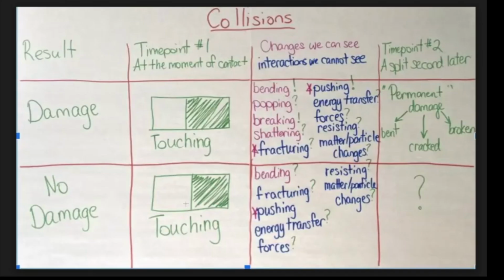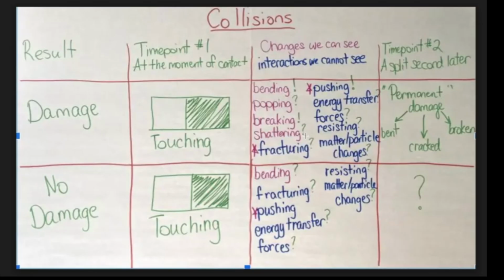Basically, the damage and no damage are going to be the same. They're touching. You're going to talk about the changes we can see, and these are color coded in pink. For damage: bending, popping, breaking, shattering. If students are not sure about something, or if there's uncertainty or some people disagree, I often say, is there anybody who is not sure about this? Does anybody disagree? And if they do, I put a question mark.